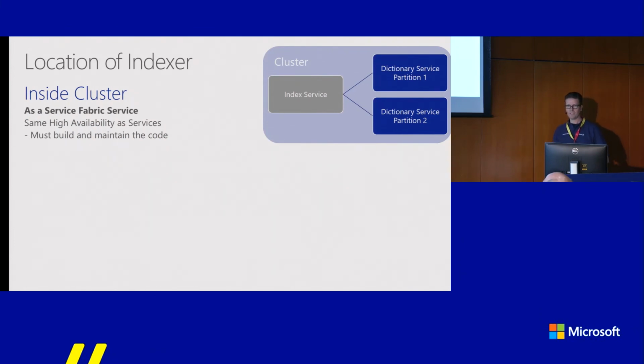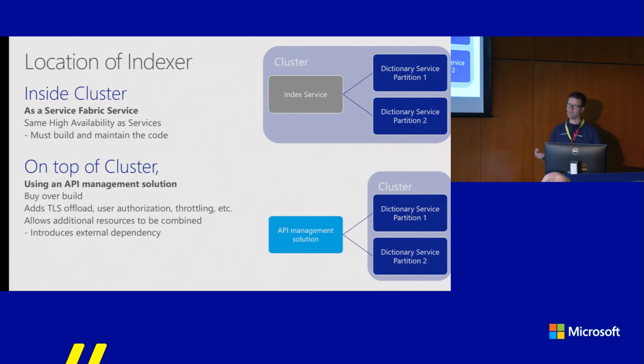Well, where do you put this librarian or indexing service? You have roughly 2 choices here. The first choice would be to create an indexing service inside the cluster, and it will get the same availability as the other services. Because it runs on the same hardware, it will have the same failure rate. So whenever your services are there, your indexing service is also probably there. The downside here is that you need to build and maintain the code that is your index service. This can be quite complicated, depending on the strategy you choose.